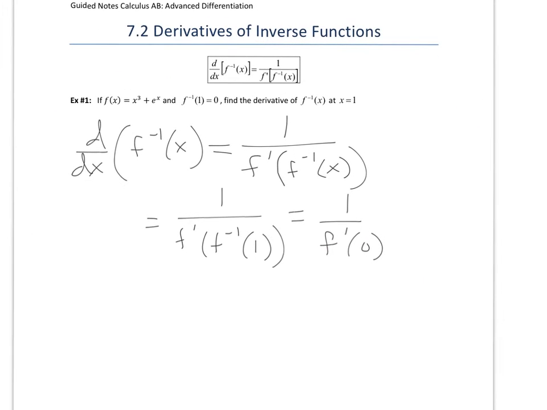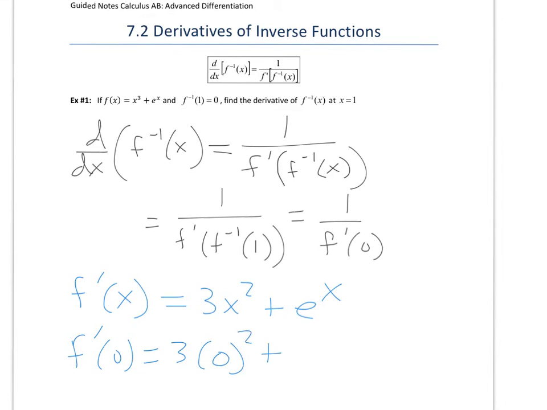So let's do that elsewhere. The derivative of f would be 3x squared plus e to the x. And we don't just need the derivative, we need the derivative at 0, so let's go ahead and plug that in. Well, this is pretty easy actually, because 0 squared is 0, times 3 is just 0, so this whole thing is just 0. And anything to the 0 power is just 1, so really what we have here is 0 plus 1. Well, that's just 1.